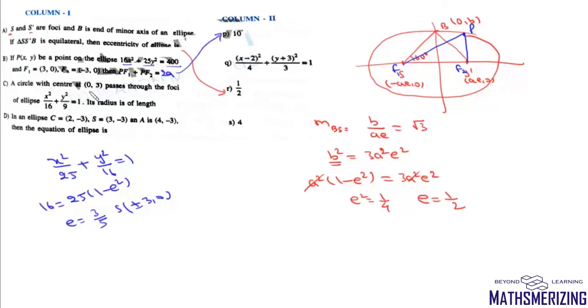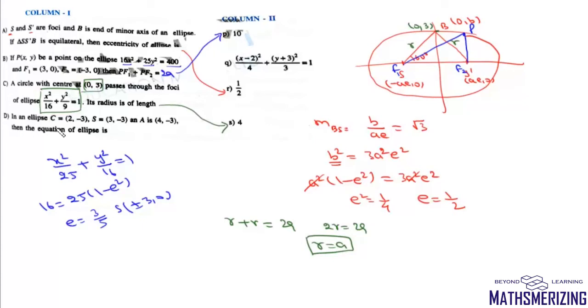Now the third one is a circle with center at 0, 3, which passes through the foci of this ellipse. Then its radius is of length. So again, we have this circle whose center is at 0, 3 and which passes through both the foci. So this is R and this is R. Again, we'll use focal property. So PS1 plus PS2 is equal to 2A, so it will be 2R equals 2A. So the radius will be equal to semi-major axis, which in this case is simply 4. So radius is 4 and it matches with option S.